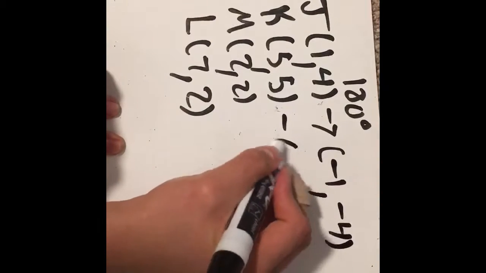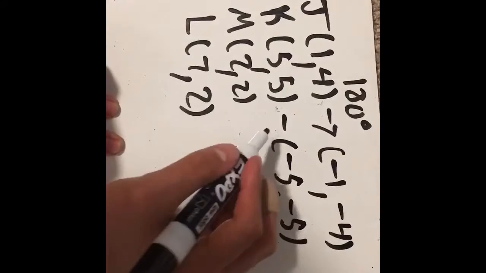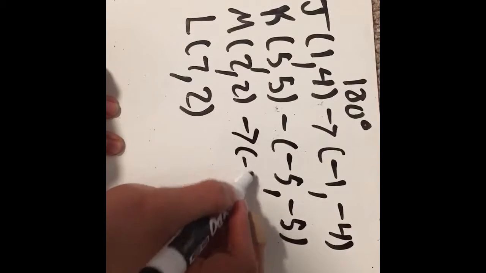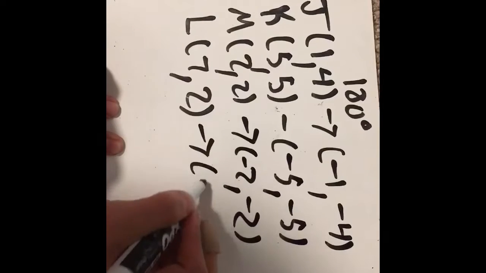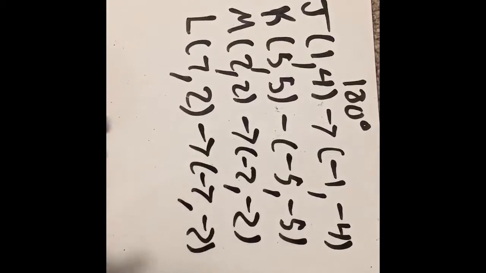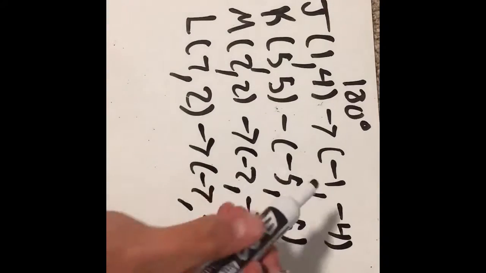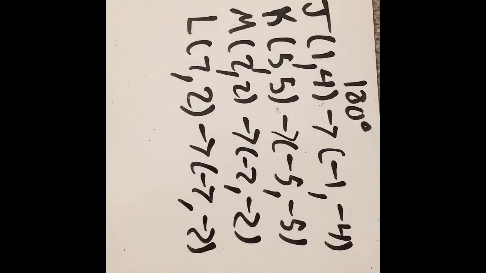So you got that? And then we get (negative 5, negative 5). Then we get (negative 2, negative 2). And then we would get (negative 7, negative 2). So that's how you get the new image for polygon JKML for a 180-degree rotation about the origin.